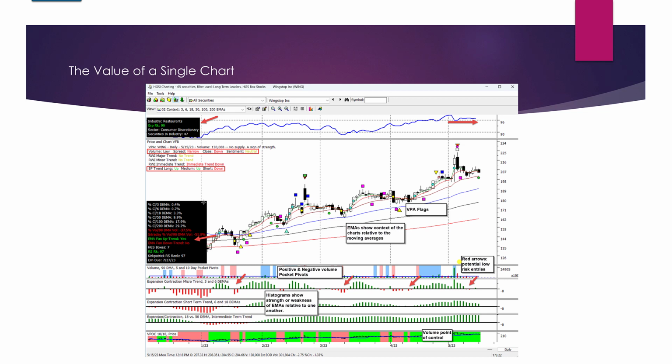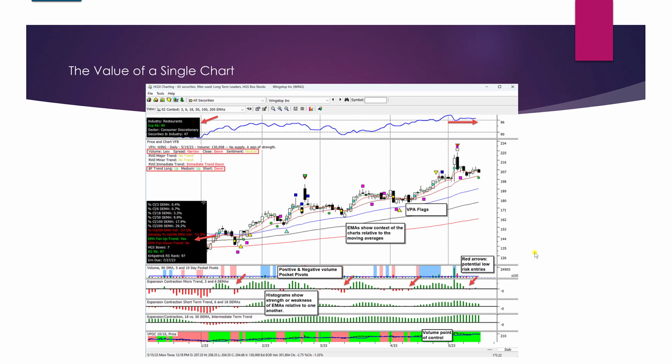As we all know, HGSI and in fact many other software programs can just overwhelm you. So I'm going to work to get a process in place for you and explain exactly what I do and what I look for. Now the subject this week is the value of a single chart.